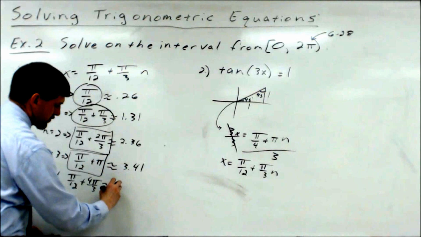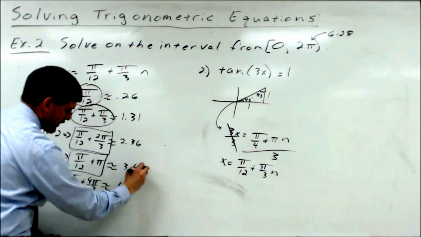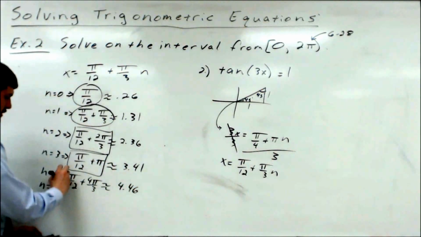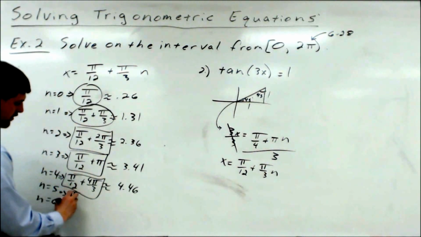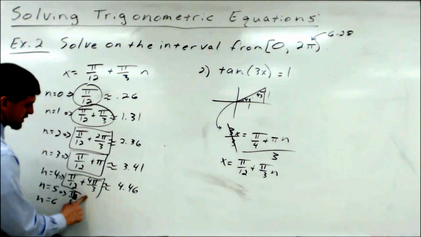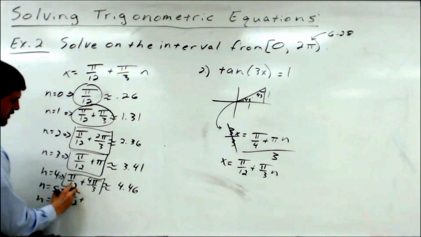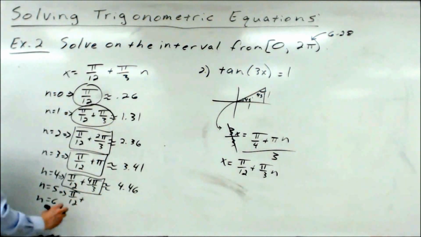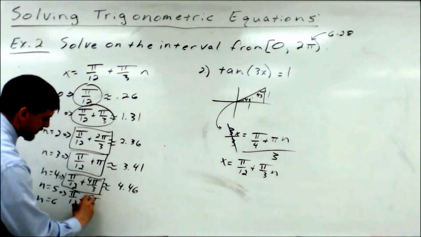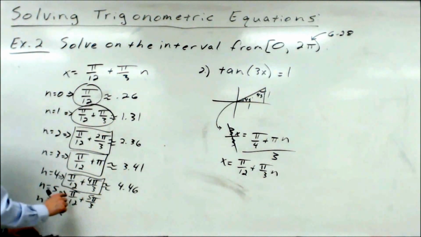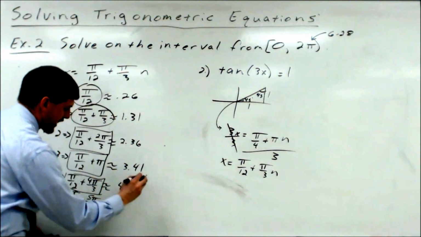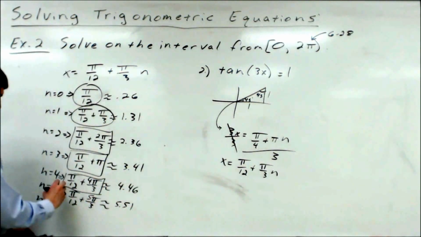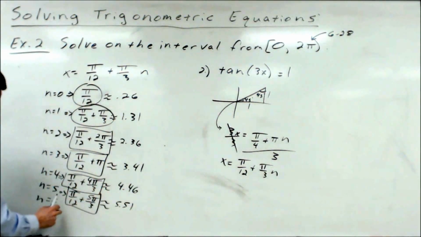So that's 4.46. I'm just punching that in the calculator and evaluating. Pi over 12 plus 5 pi over 3, which is going to be about 5.51. So that one is good.